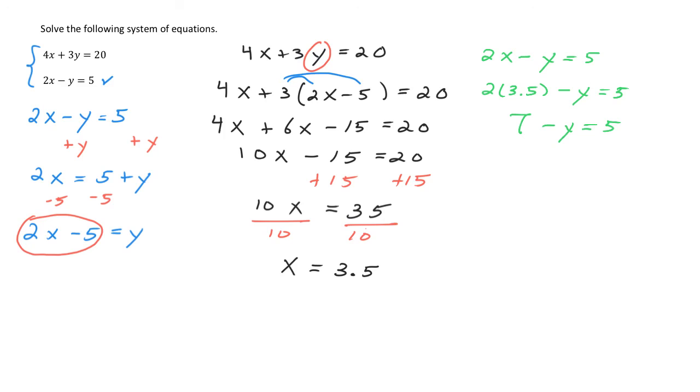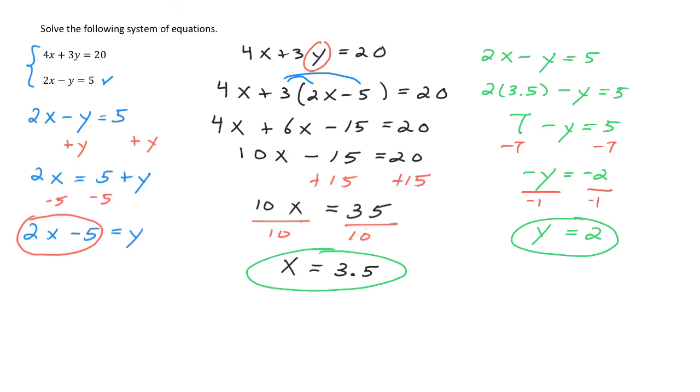If I subtract 7 from both sides, I get negative y is equal to negative 2. And dividing both sides by negative 1 gives me y is equal to positive 2. So great, I have two things now. I have x is equal to 3.5, y is equal to 2, and I'll write that as my solution to this system of equations. So we got this answer without using a graph, but we still used both equations to get it.